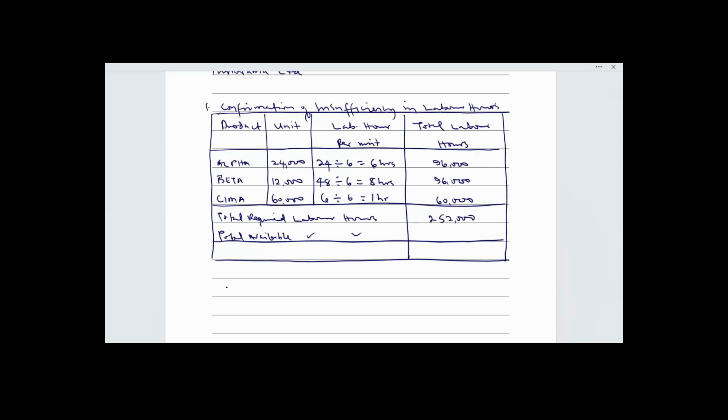Sir, sorry, this is Tolulope. I think 24 divided by 6 is 4, it's 4 hours. Yes, you are correct. Thank you. So 4 multiplied by 24 is still 96. All right then.